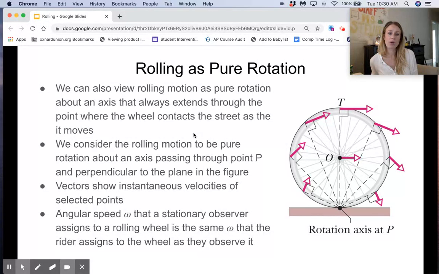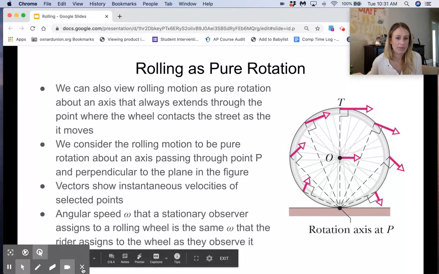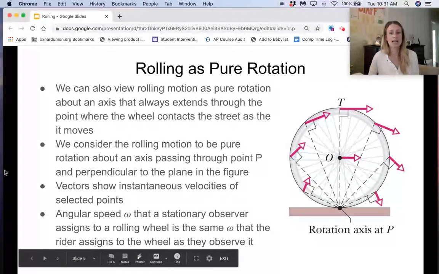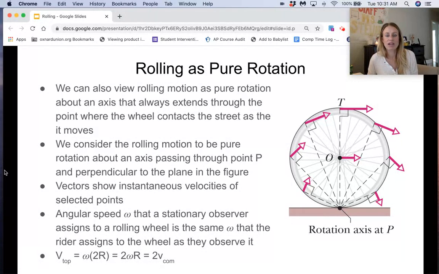Now, the angular speed omega that a stationary observer assigns to the wheel is the same angular velocity that the rider assigns to the wheel as they observe it, like I said before. And then here, let me take that away so you can actually see it, we end up getting that the velocity at the very top of this wheel is going to be that angular velocity times the radius, where the radius is the distance from the axis of rotation to that point where we're measuring the velocity. So here what we get is actually 2r, because of course we're talking about r as in the radius of the wheel.